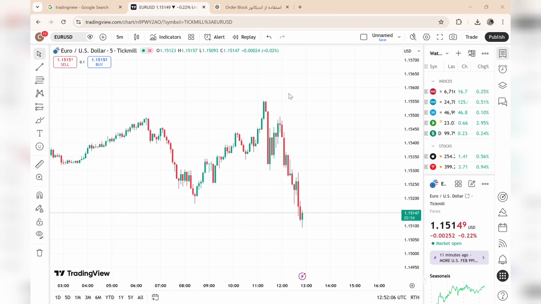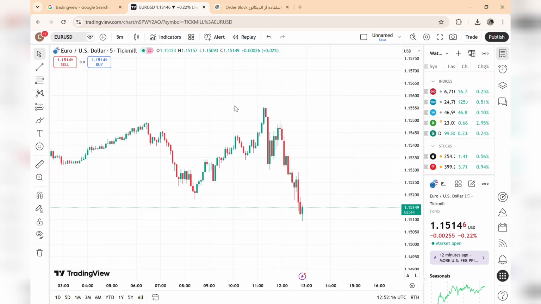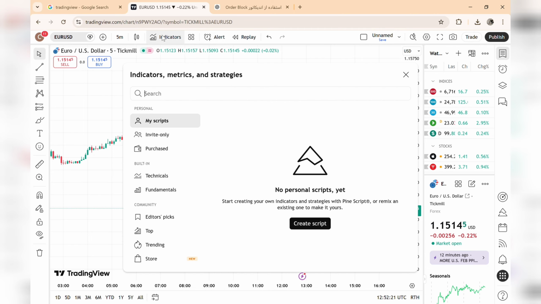All right, let's break down this indicator step by step. This tool is called Volumized Order Blocks by Flux Charts on TradingView, and it's designed to help you identify where smart money is entering the market. In simple terms, it shows you high probability zones where price is likely to react.